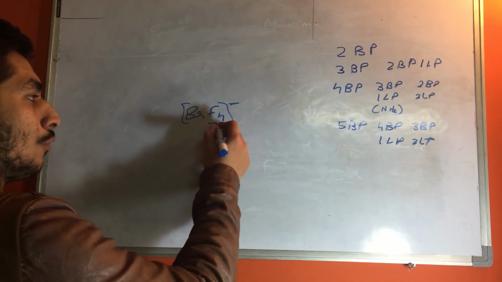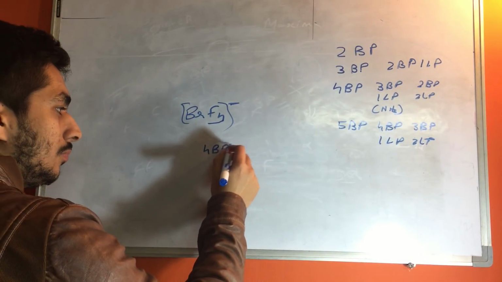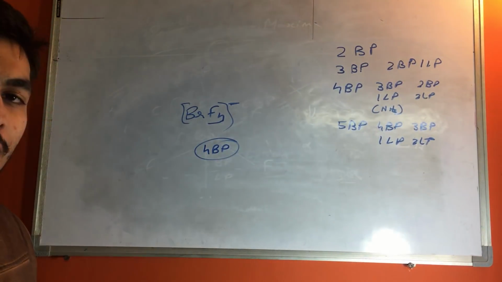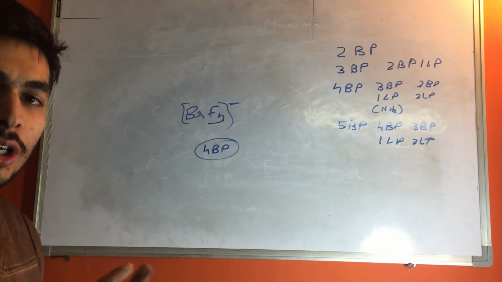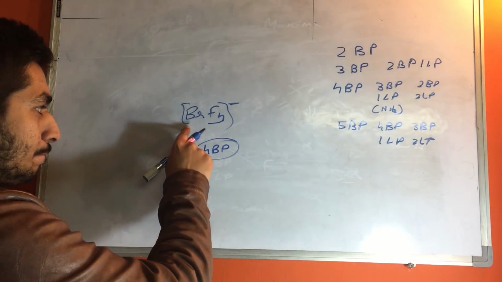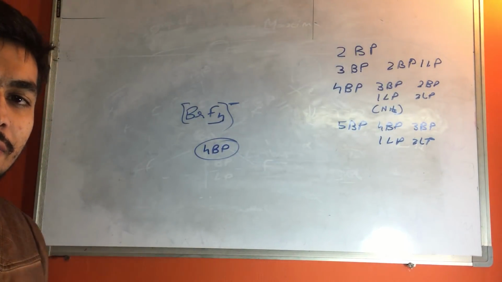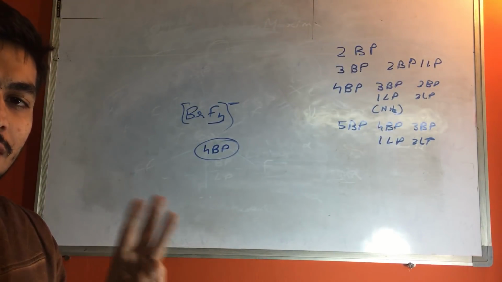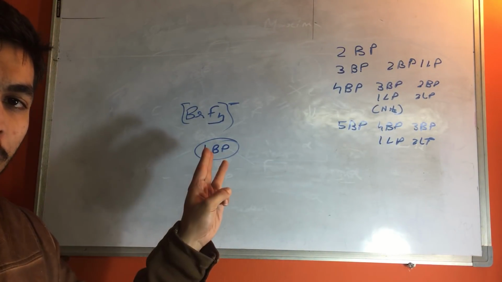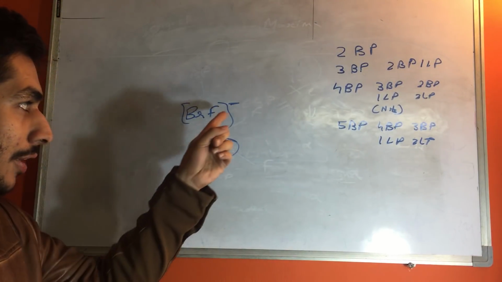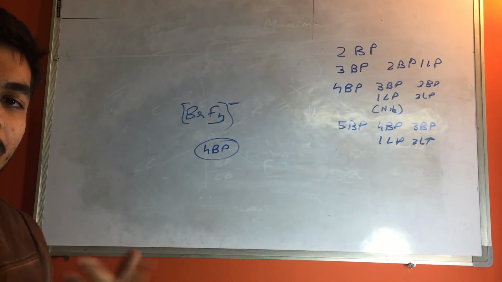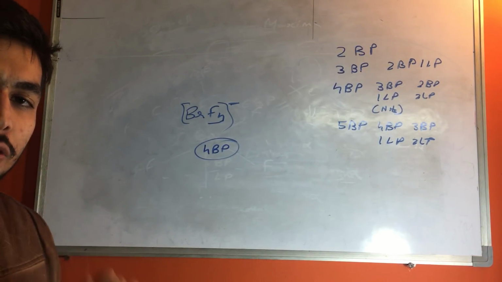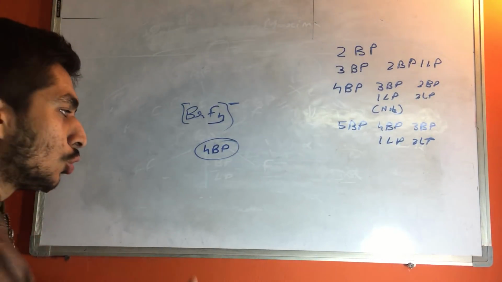Now definitely there are 4 fluorines, so it is 4 bond pairs, right? But what about lone pairs of electrons? Bromine has 7 valence electrons, and 4 are participating in bonding. So that means there are 3 valence electrons left in bromine. But we have a negative charge as well. And what did I tell you? If you have a negative charge, you add 1 electron to the central atom. So that means there are 4 non-bonding electrons with bromine, which means 2 lone pairs.